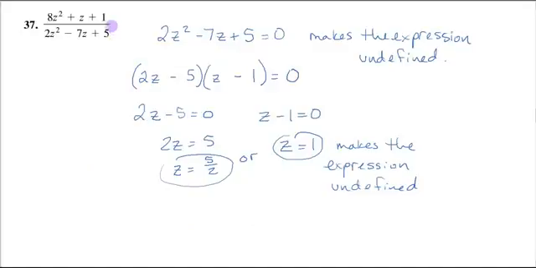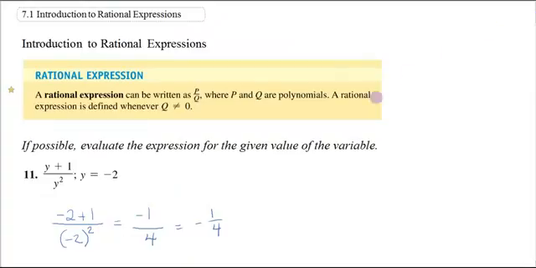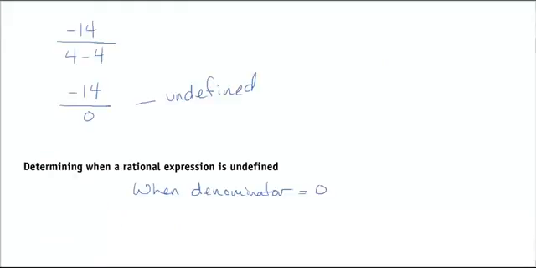Now what about the numerator? You may be looking at that numerator and saying, gosh, isn't there something we could put in there that makes that undefined? But remember what the definition says. The definition says that a rational expression is defined whenever q, the denominator, is not equal to 0. So it has nothing to do with the numerator, has everything to do with the denominator in a rational expression.